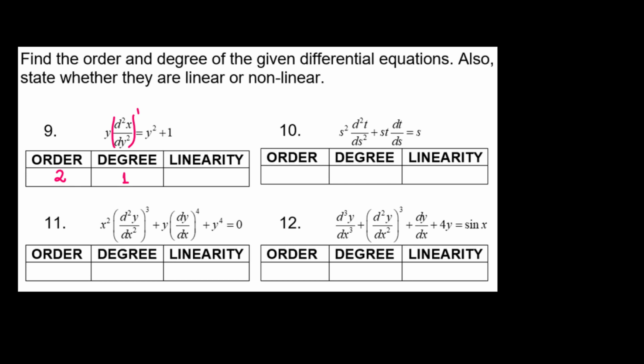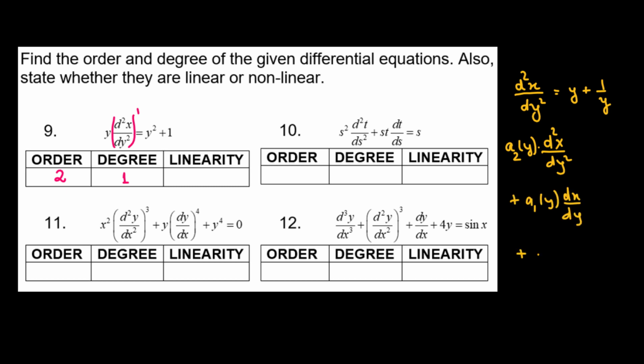Now, in order to determine the linearity, we have to simplify this given differential equation. For that, we are going to divide both sides of the equation by y. That will give us the second derivative of x with respect to y is equal to y plus 1 over y. Now, we are going to compare it with the standard polynomial form of a linear differential equation. So, we have the coefficient a2 of y times the second derivative of x with respect to y plus a1 of y times the first derivative of x with respect to y plus a0 of y equals 0.